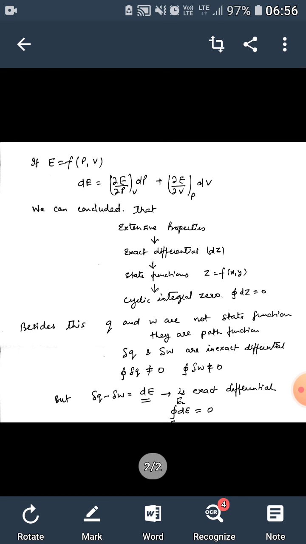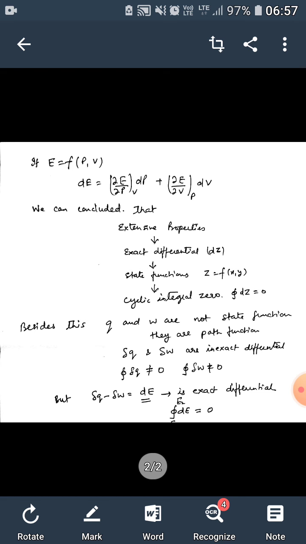Besides these, we can consider the thermodynamic properties Q and W, that is in the first law of thermodynamics. Q and W are not state functions, they are path functions. So a change in Q and W can be written as del Q and del W, that is partial differential, not complete differential, and these are inexact differentials, and also the cyclic integral of an inexact differential is not equal to 0.